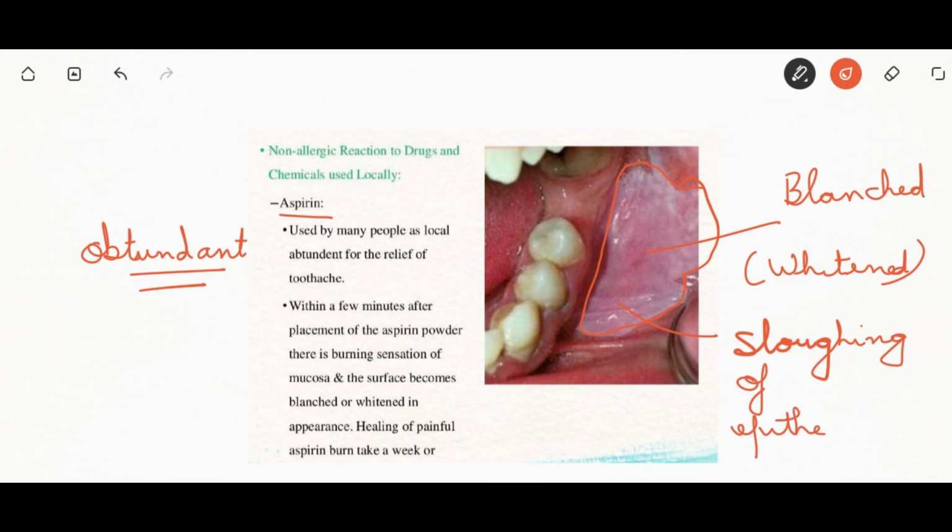The important feature is that it causes separation and sloughing of the epithelium and frequently causes bleeding. So what is the feature of aspirin reaction? It causes blanching and sloughing of the epithelium after the local application of an aspirin tablet.